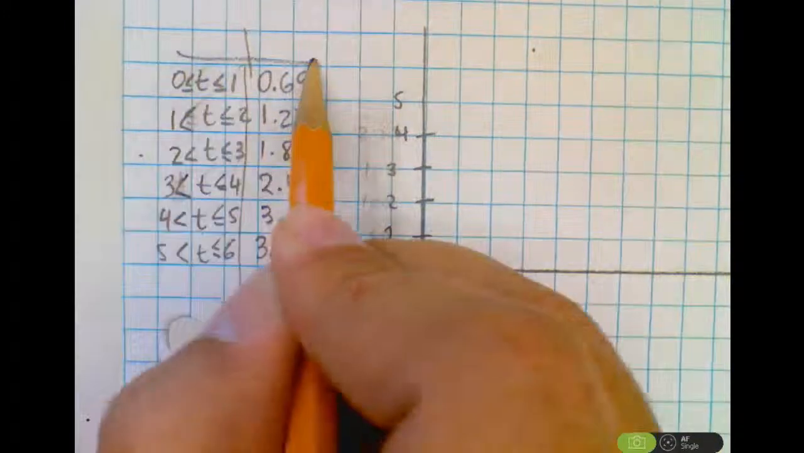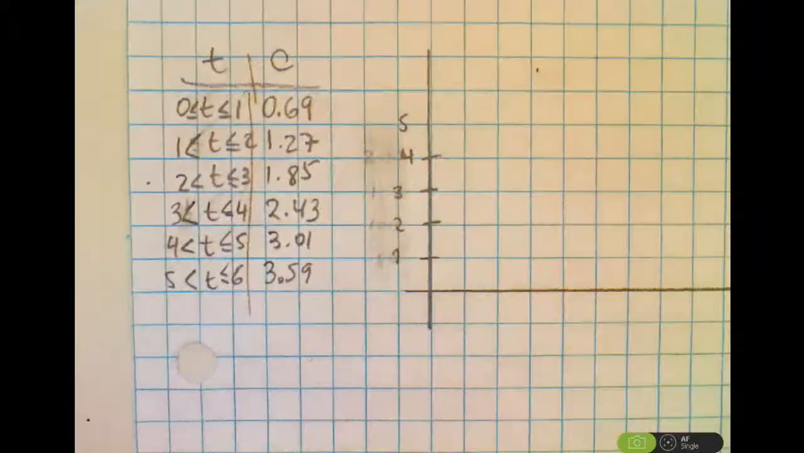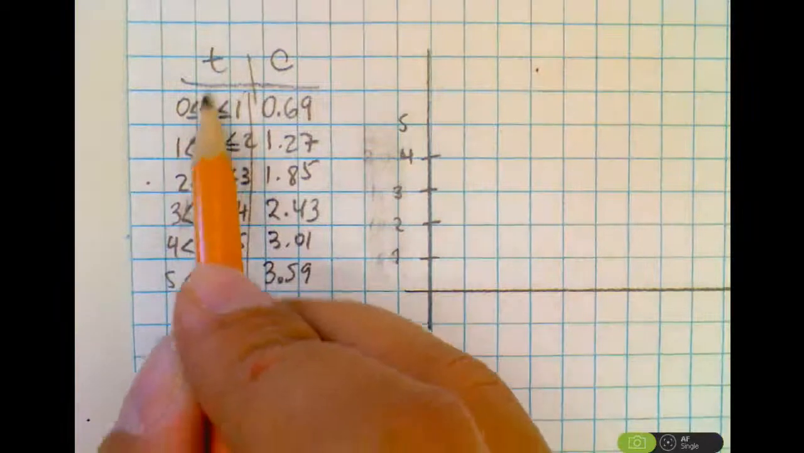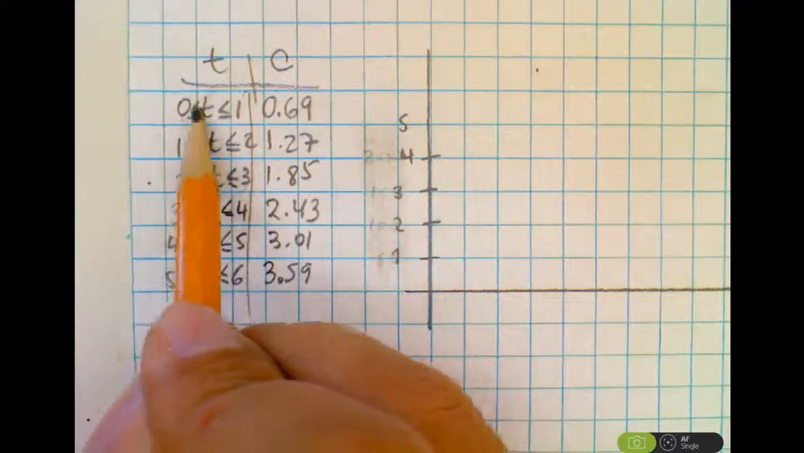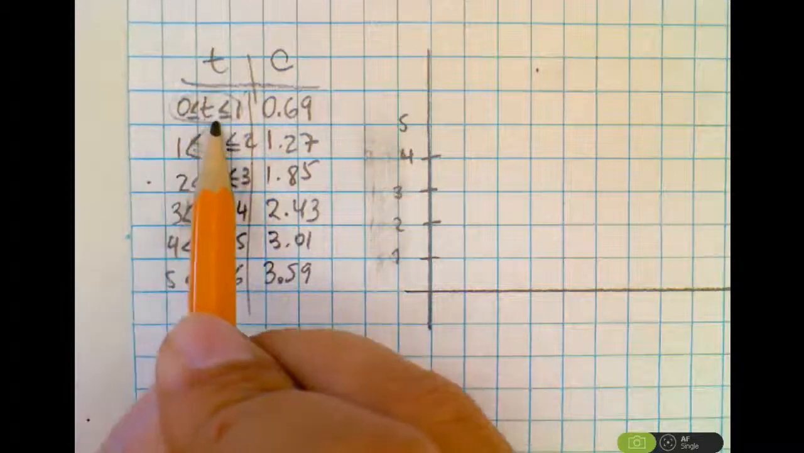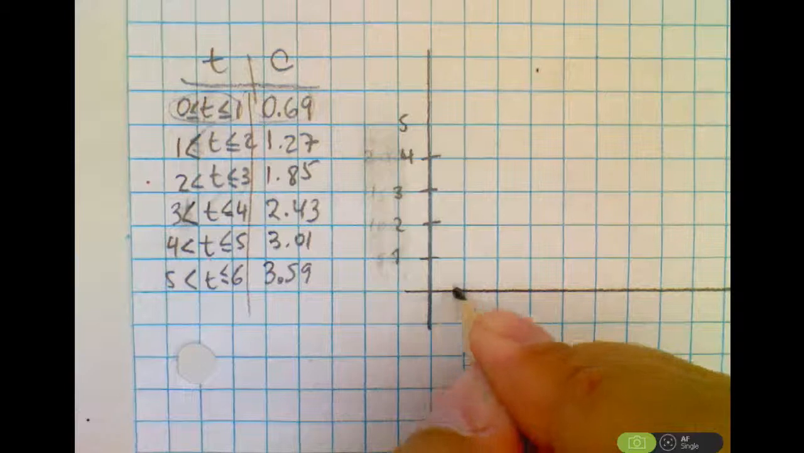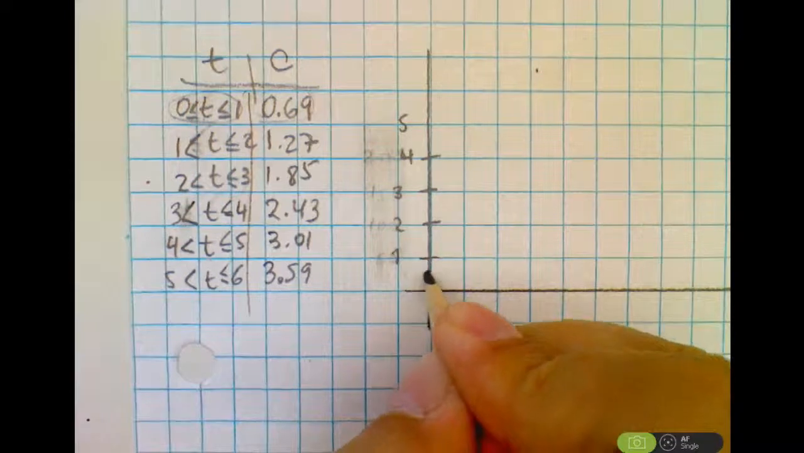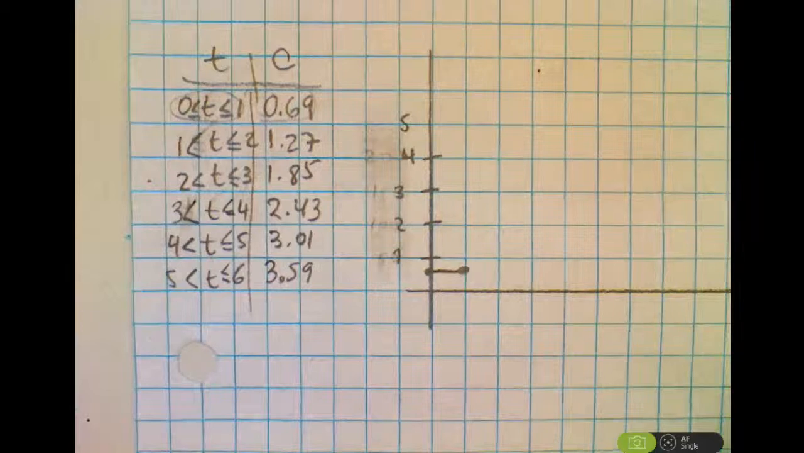If I'm using a table of values now, if this is T and this is C, the cost of this phone call, you can see how T is not going to be a single number, but T could be any number between 0 and 1. So for that first minute, you are paying 69 cents. So between 0 and 1, I am paying 69 cents, and it's a constant value.